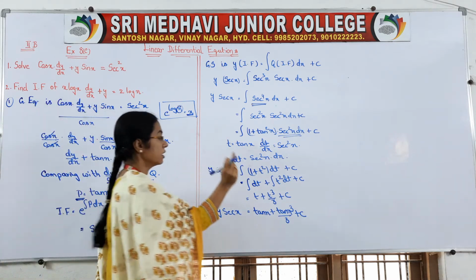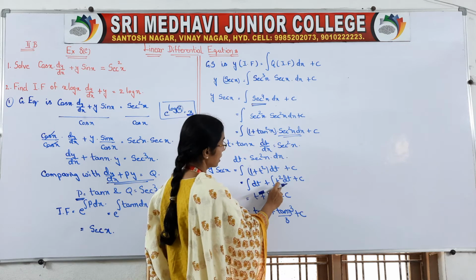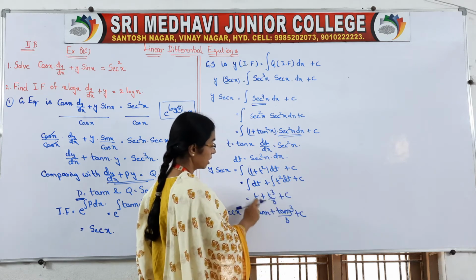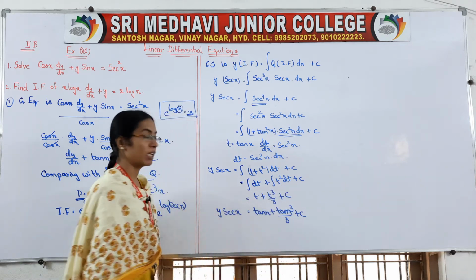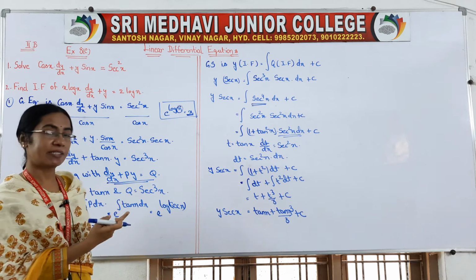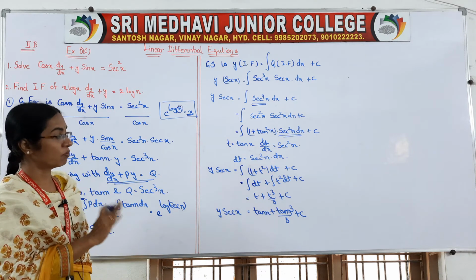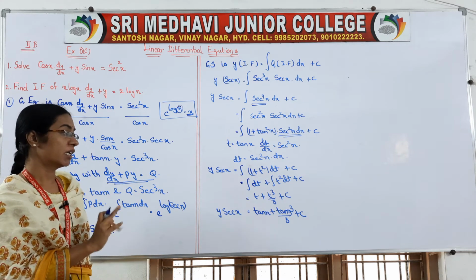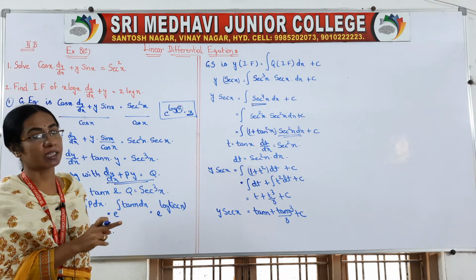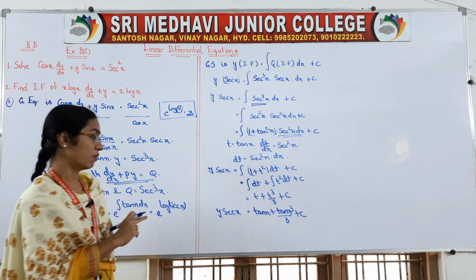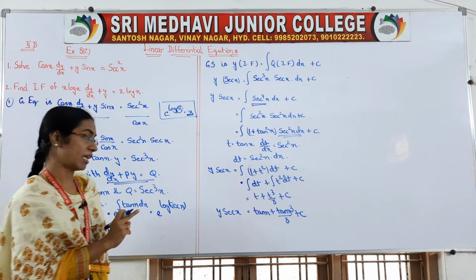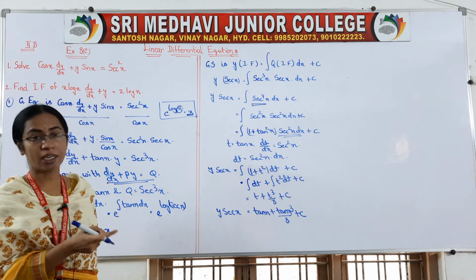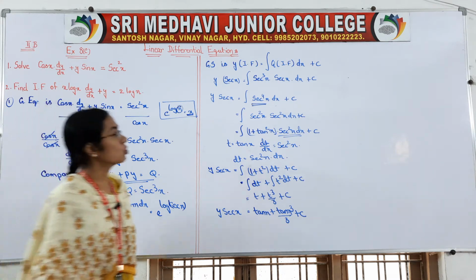So, y into secant x is equal to, substitute, integral of 1 plus t square into dt plus c. So, this is integral dt plus integral t square dt plus c. So, t plus t cube by 3 plus c. Here the t value is tan x, that is why y into secant x is equal to tan x plus tan cube x by 3 plus c. Okay.